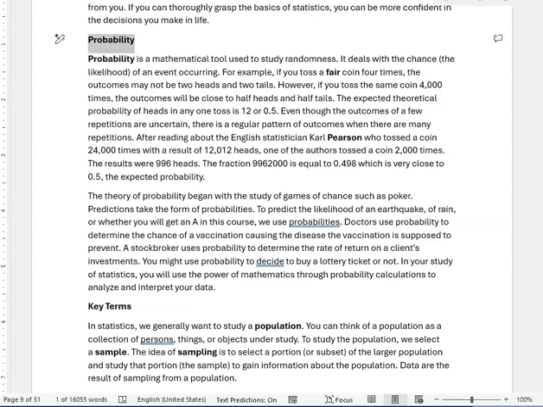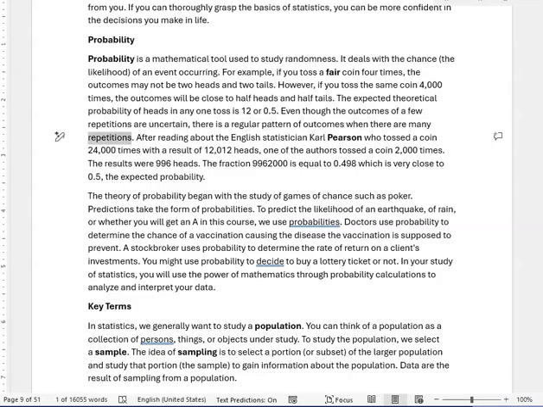Probability. Probability is a mathematical tool used to study randomness. It deals with the chance, the likelihood of an event occurring. For example, if you toss a fair coin 4 times, the outcomes may not be 2 heads and 2 tails. However, if you toss the same coin 4,000 times, the outcomes will be close to half heads and half tails. The expected theoretical probability of heads in any one toss is 1/2 or 0.5.